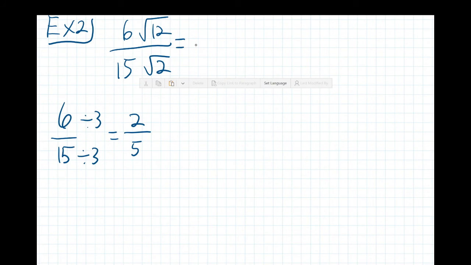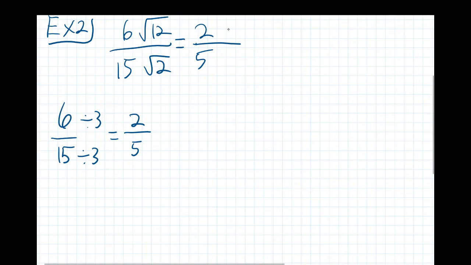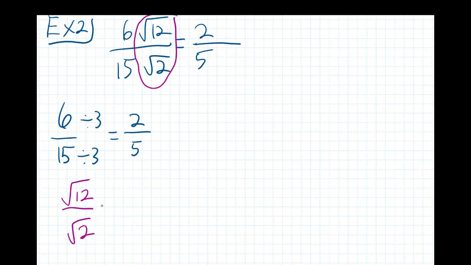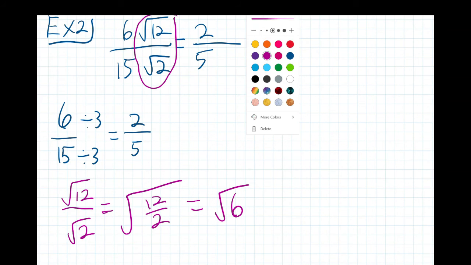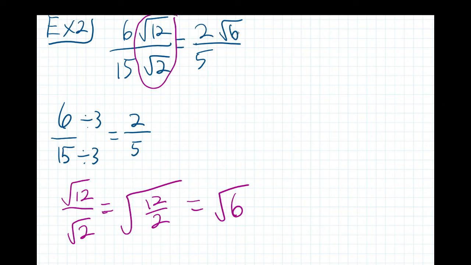So our fraction is now going to be 2 fifths, and then the square root of 12 over the square root of 2. Well, what can we do with that? The square root of 12 all over the square root of 2 is the same thing as saying the square root of 12 divided by 2. Well, 12 divided by 2, that's just the square root of 6. And the square root of 6 is going up top in our numerator there, because 12 is bigger than 2. So your final answer is going to be 2 times the square root of 6 all over 5.